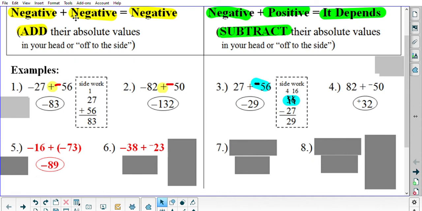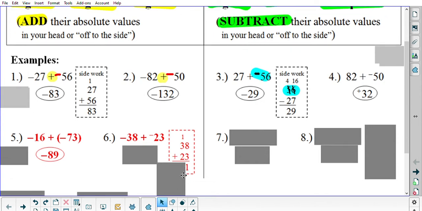Well, since they're both negative, we're going to add their absolute values. This one I would do off to the side. Okay? 8 plus 3 is 11. You have to carry the 1. This is why I would do this off to the side. If you can do this in your head, all the power to you. But I think a lot of you would benefit from the side work. And then 1 plus 3 plus 2 is 6.